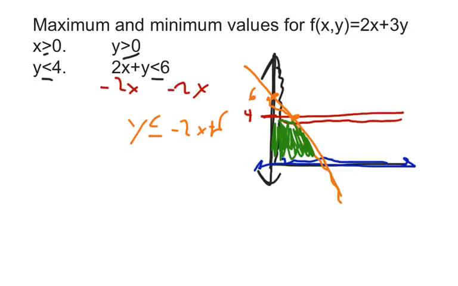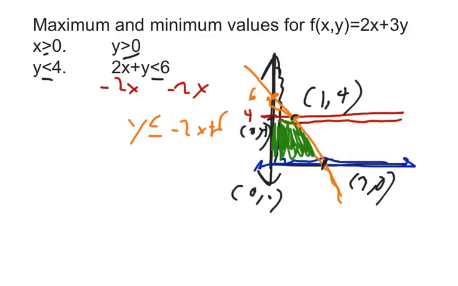So I need to find the intersection points again. My first one here is at 0, 0. My second one is at 0, 4, 1, 4, and my last one turns out to be at 3, 0.